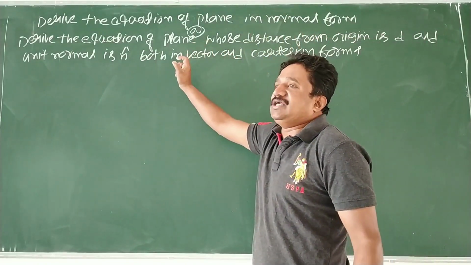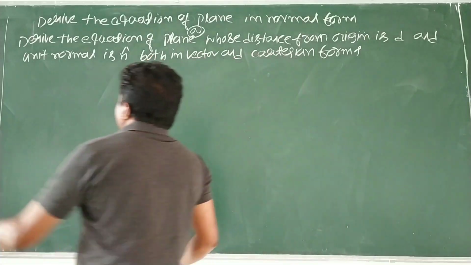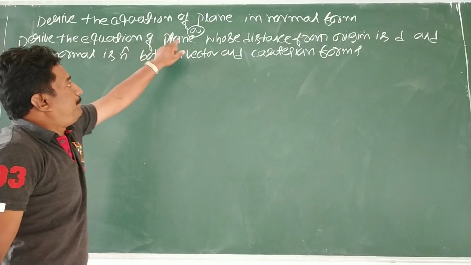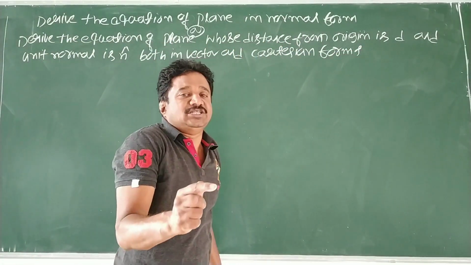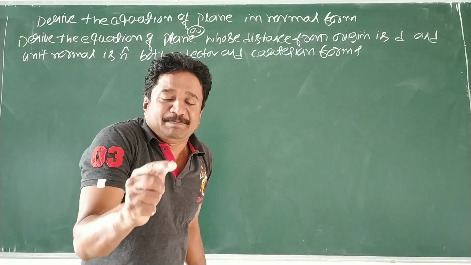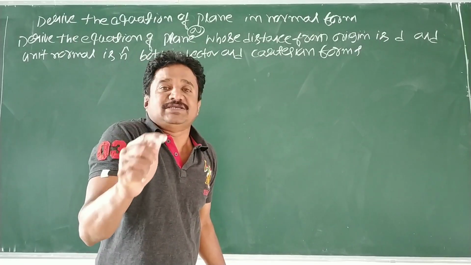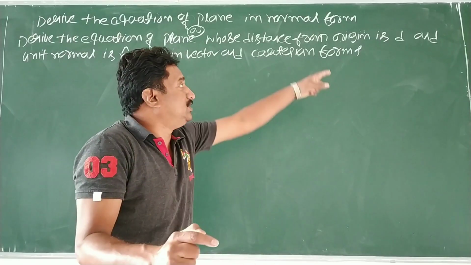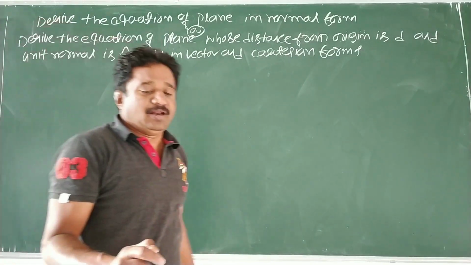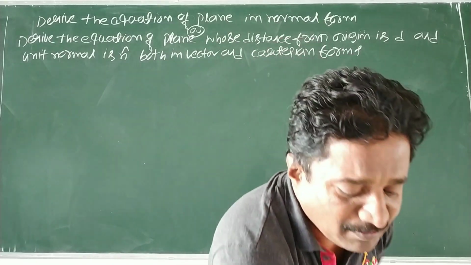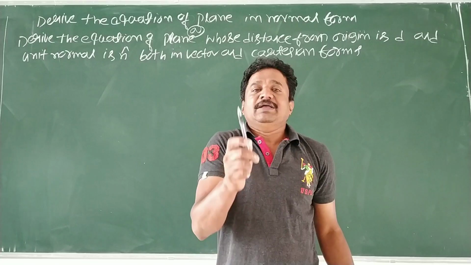Overall, they can ask the same question in this form also. Derive the equation of the plane whose distance from the origin is d. Whose distance means the distance of the plane from the origin is d. That means the distance between the origin and the plane is d, and the unit normal to the plane is n cap. Normal means perpendicular.